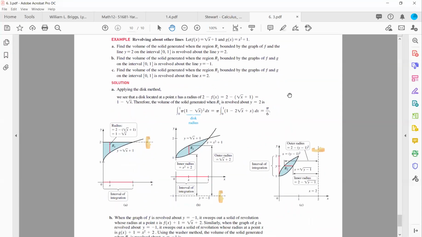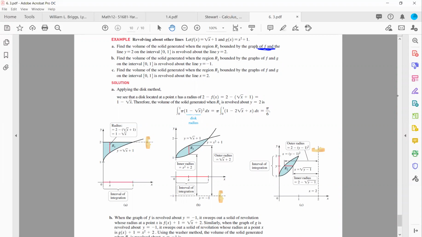Okay, perfect. Let's see what we have. First of all, you have function f. Read the question carefully. It says graph of f. F is square root of x plus 1. So as you can see, we just have to shift the graph 1 unit upward because of the 1. Then the line y equals 2. Then x ranges between 0 and 1. So this is your area, and you're revolving this about the line y equals 2.